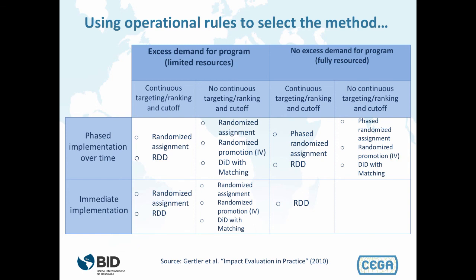We look at the last issue related to fully resourced, no continuous targeting or ranking cutoff. If we're forced to phase in the program over time, then we can use phased random assignment, phased randomized promotion, and diff and diff with matching. And finally, if we are fully resourced with no continuous ranking or targeting and immediate implementation, then we're either doing randomized promotion or diff in diff with matching.